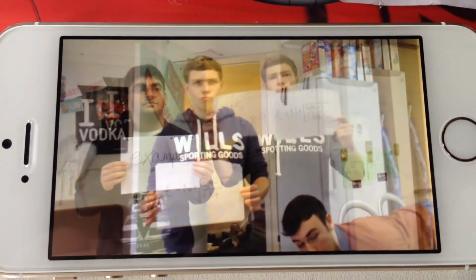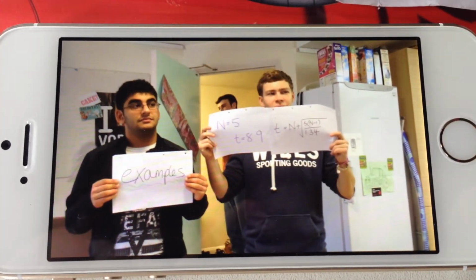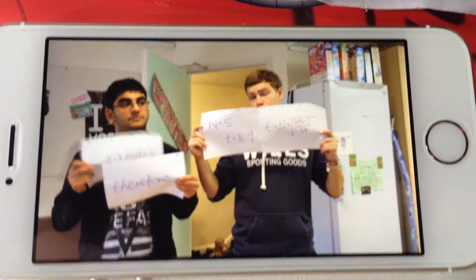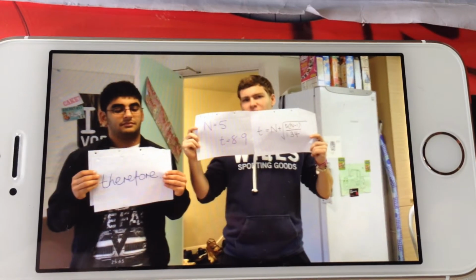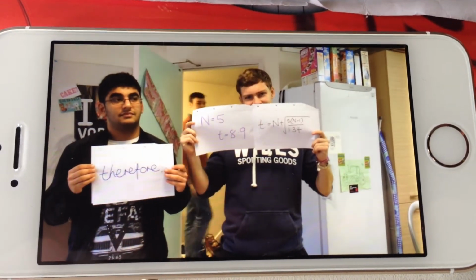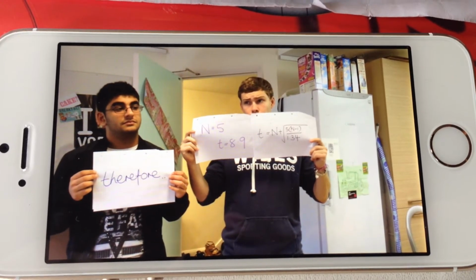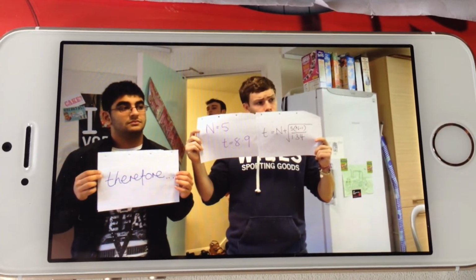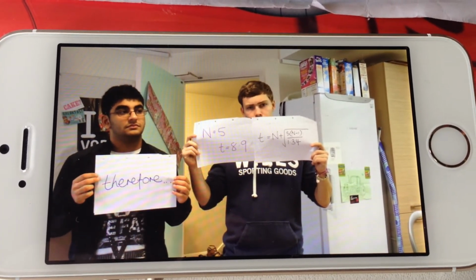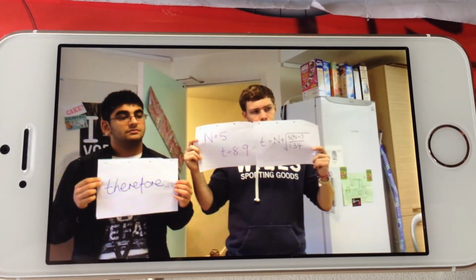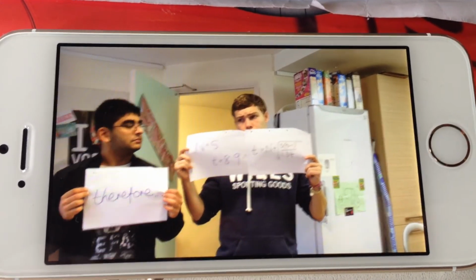However, if we take N to be 5, T equals 8.9. This means that we need to take into consideration the level of traffic. In peak times, the light should be on for 30 seconds, as 20 cars will be able to go through. On the other hand, in less busy times, the light should stay on for 10 seconds to let 5 cars through.